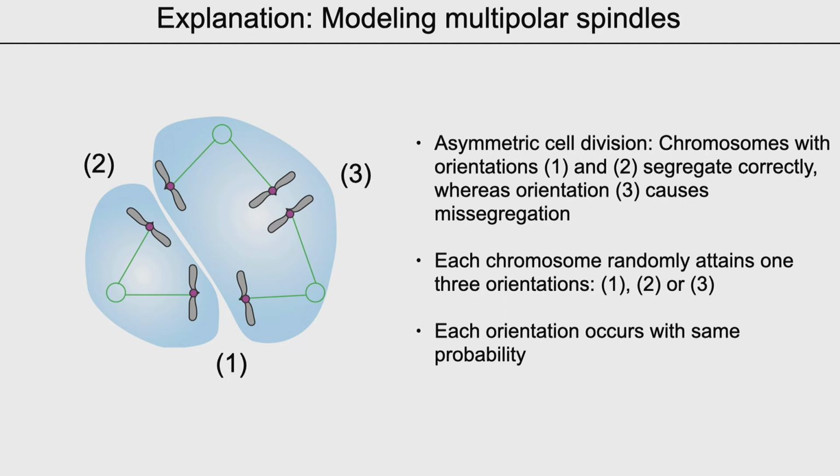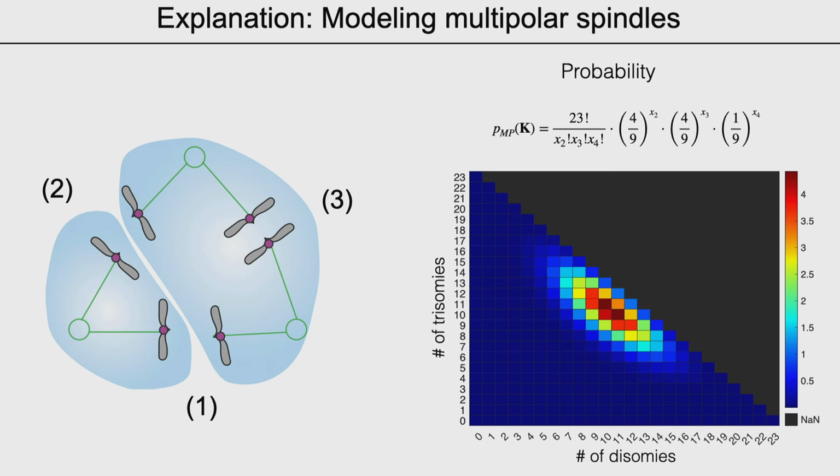And then, of course, if there is this type of cell division where 2 poles will end in one cell, we will get a certain number of chromosomes there. And this is what we are getting just by calculating probability of these macrokaryotypes.